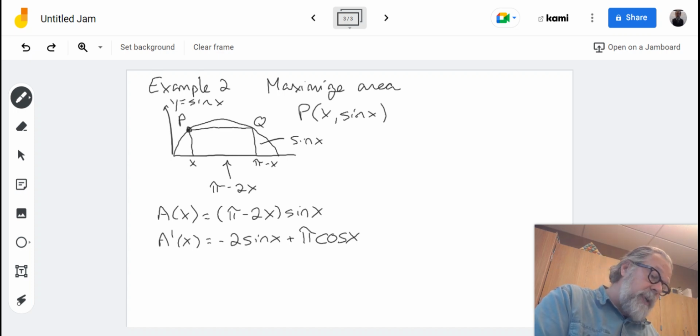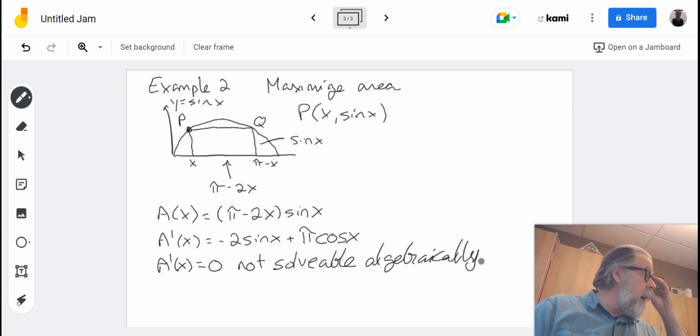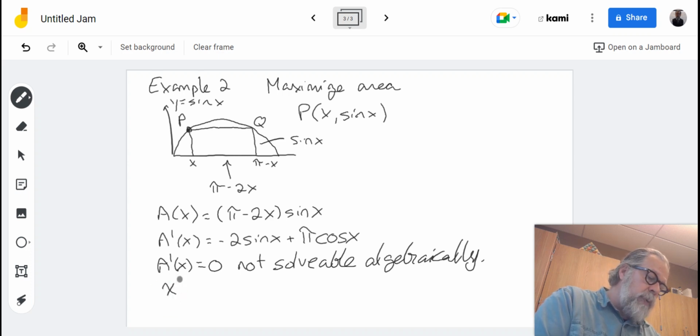A prime of x equals 0 is not solvable algebraically. But what we can do is plug this into our grapher, and we can just tell it to find the zeros of this function. And what we get is that this will be true at approximately 0.710.